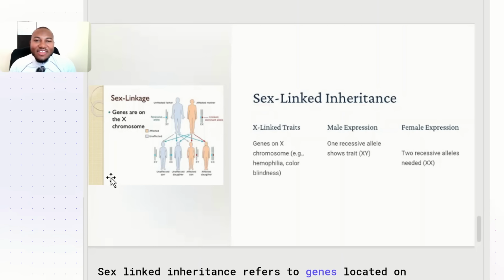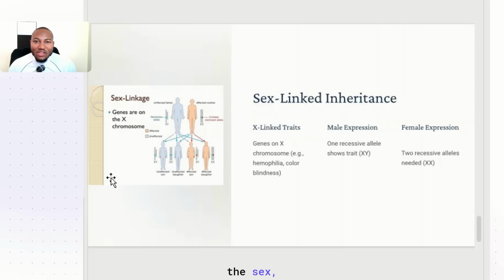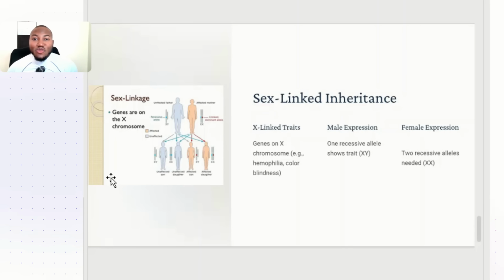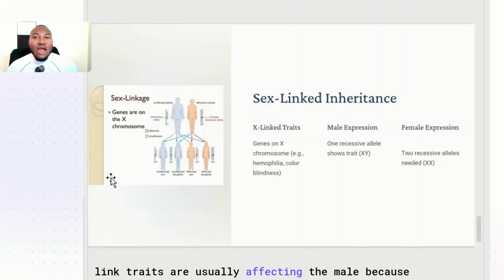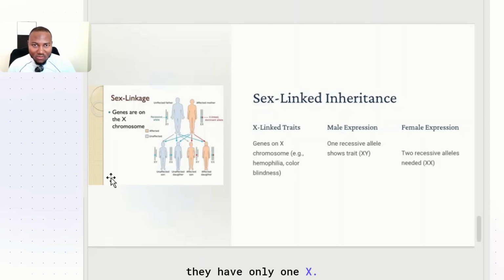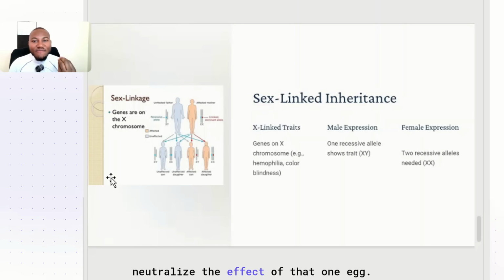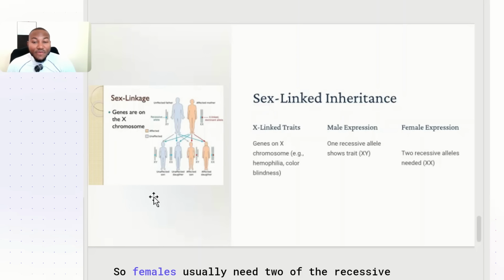Sex-linked inheritance refers to genes located on the sex chromosomes, like the X and the Y, right? These genes follow unique inheritance patterns because XY and XX have different chromosome composition. But what you need to know is that most sex-linked traits usually affect the male because the male has only one X. So once that X is faulty, it affects them. But women have a double X that can neutralize the effect of that one X. That's the idea. So females usually need two of the recessive alleles to manifest any sex-linked trait.